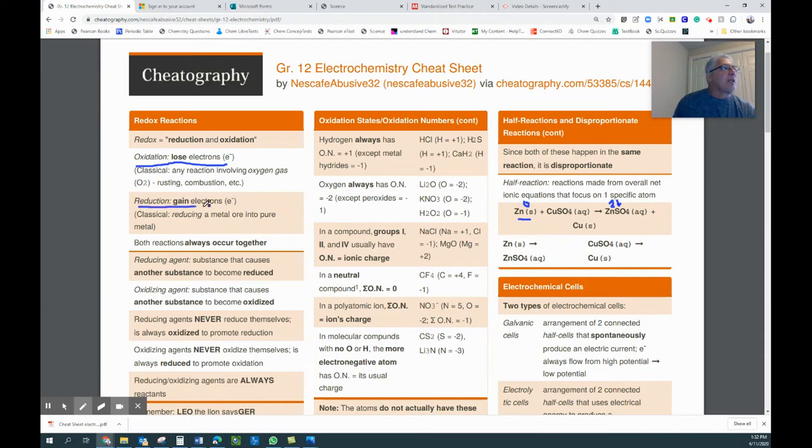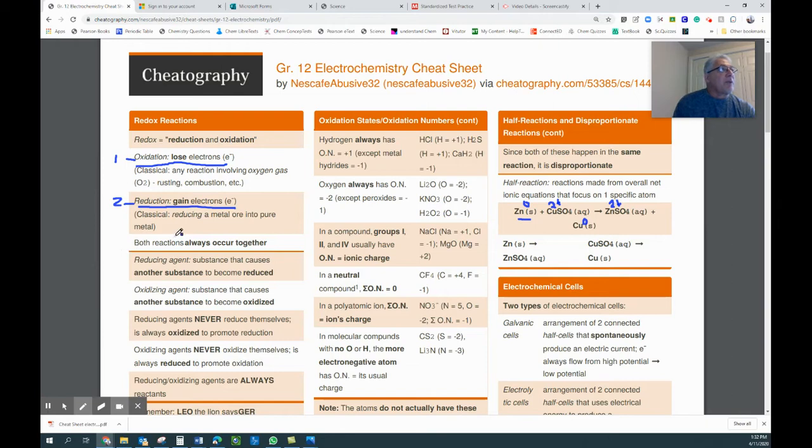And reduction is the gain of electrons. For instance, the oxidation number of copper here is 2 and it's going from 2 to 0. So the oxidation number is decreasing. So these are the first two important concepts that you need to know in oxidation and reduction.